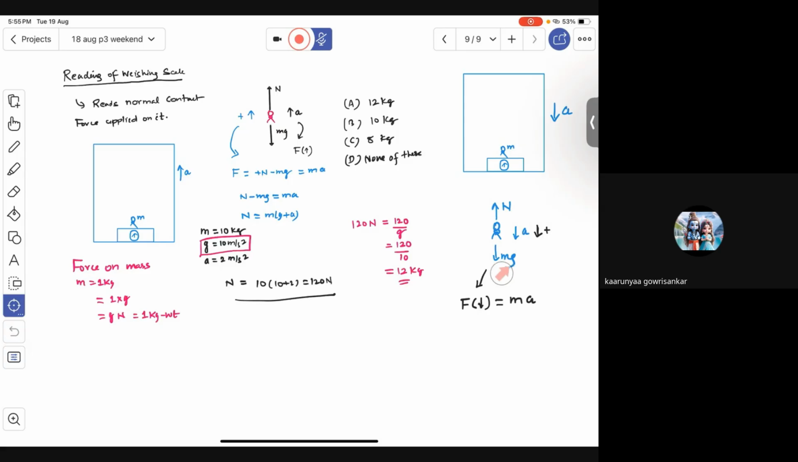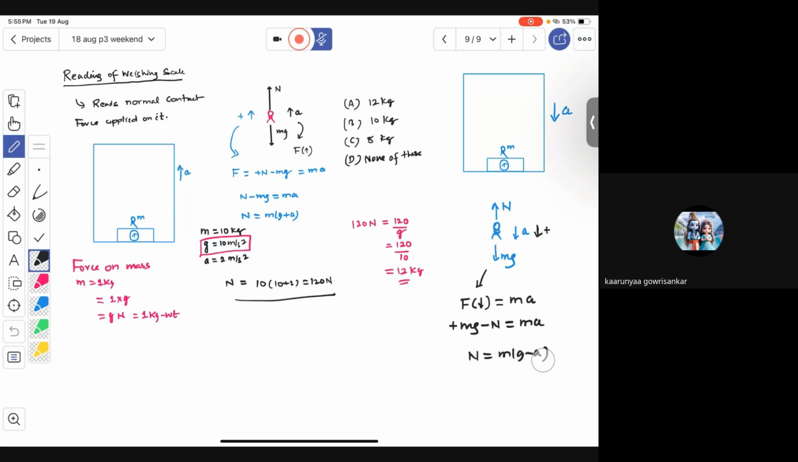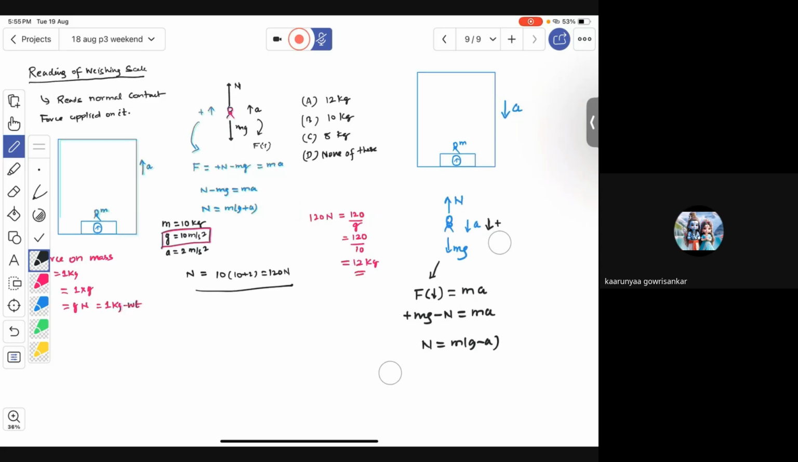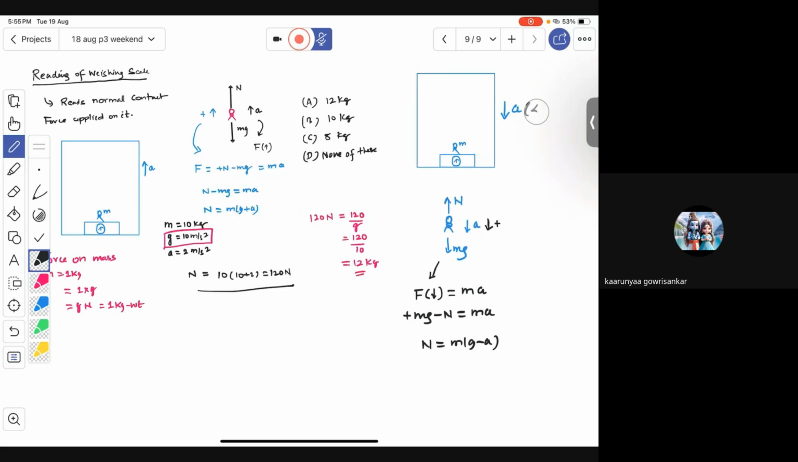With that, I will write: mg is down, so plus mg. N is upward, so minus N. That must be equal to ma. So N must be equal to m(g minus a). Here, the a that is given to us is less than g. Suppose a is equal to g, then the normal contact force will be zero. That is what we call weightlessness.